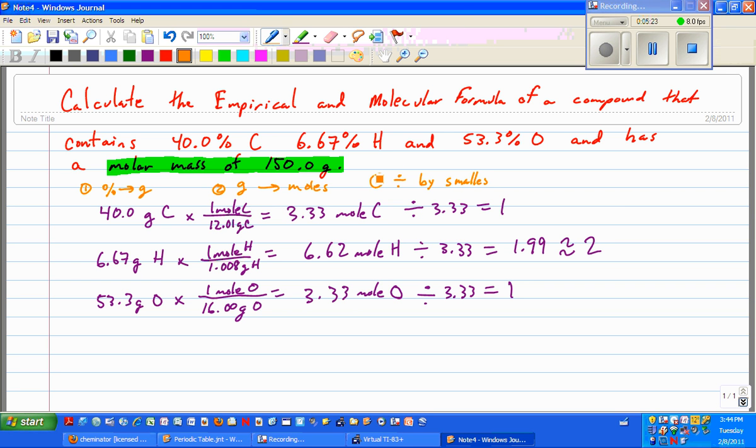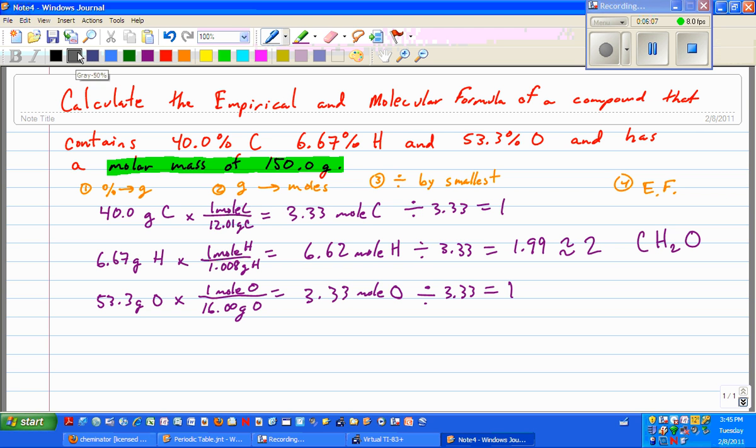For our third step along the way to empirical formula, we're now ready to go ahead and write our empirical formula. So we've got an empirical formula of CH2O. That is our empirical formula. Step 5 would be to multiply by some number to eliminate any decimals. We don't have any decimals, so we don't have to do step 5. So let's go ahead and work on the molecular formula then.